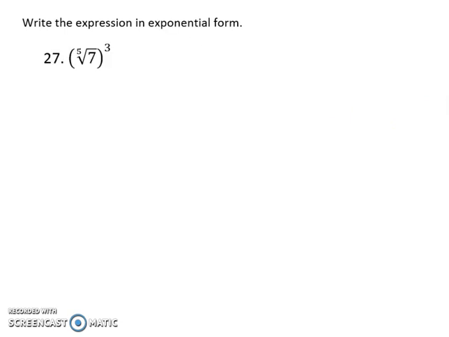Let's look at the next one. I have to go from this root form to exponential form, and so first thing I'm going to do is write that 7, and I have root 5, so that tells me the 5 is in the denominator and the 3 is in the numerator. And that's it. That's all we have to do for those ones.